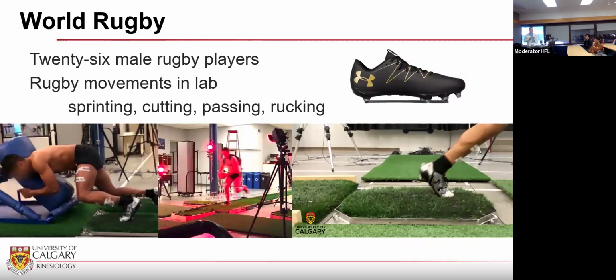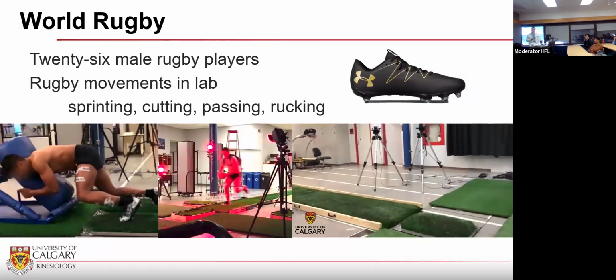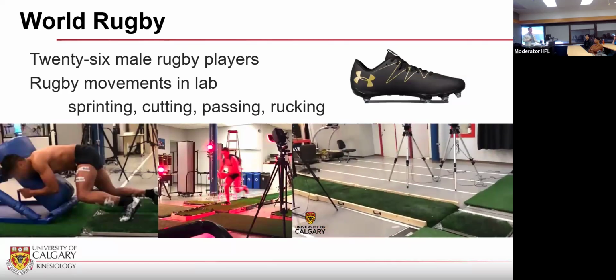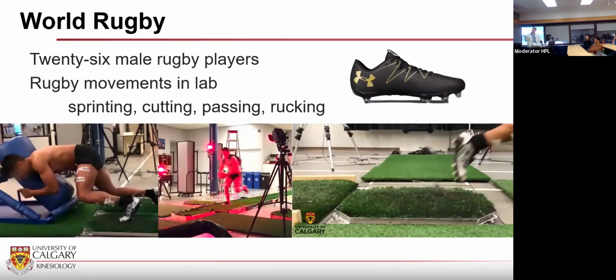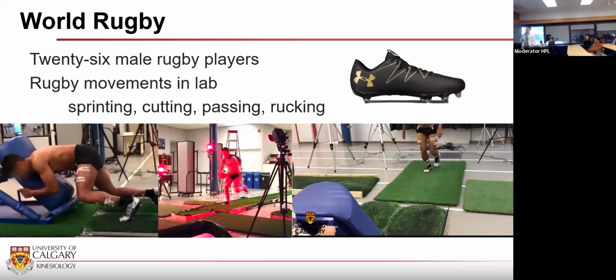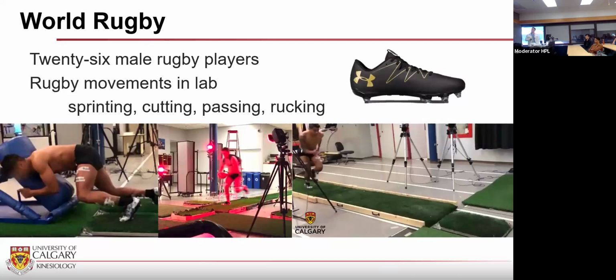So for the first phase of this study, we wanted to determine how much traction these rugby players actually needed during their movements. So we had 26 male rugby players, and they performed a variety of rugby movements in the lab downstairs. And they performed them all in this conventional rugby boot provided by Under Armour. So they performed sprinting, cutting, passing, and rucking, so a sled push movement in this boot.